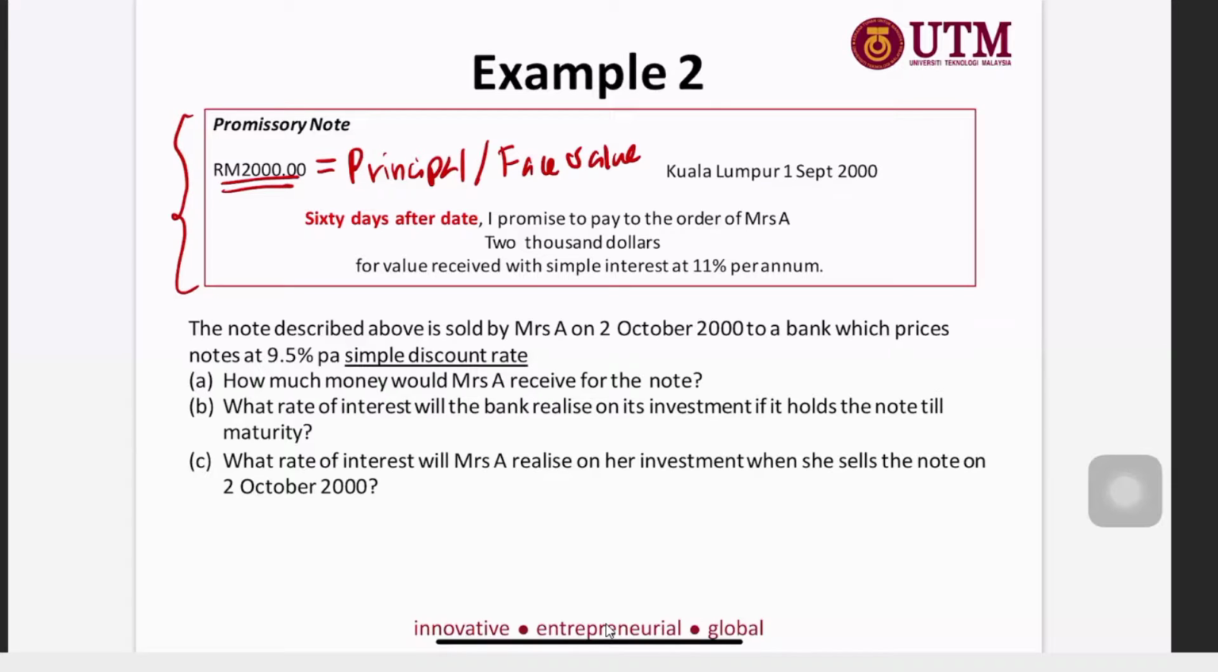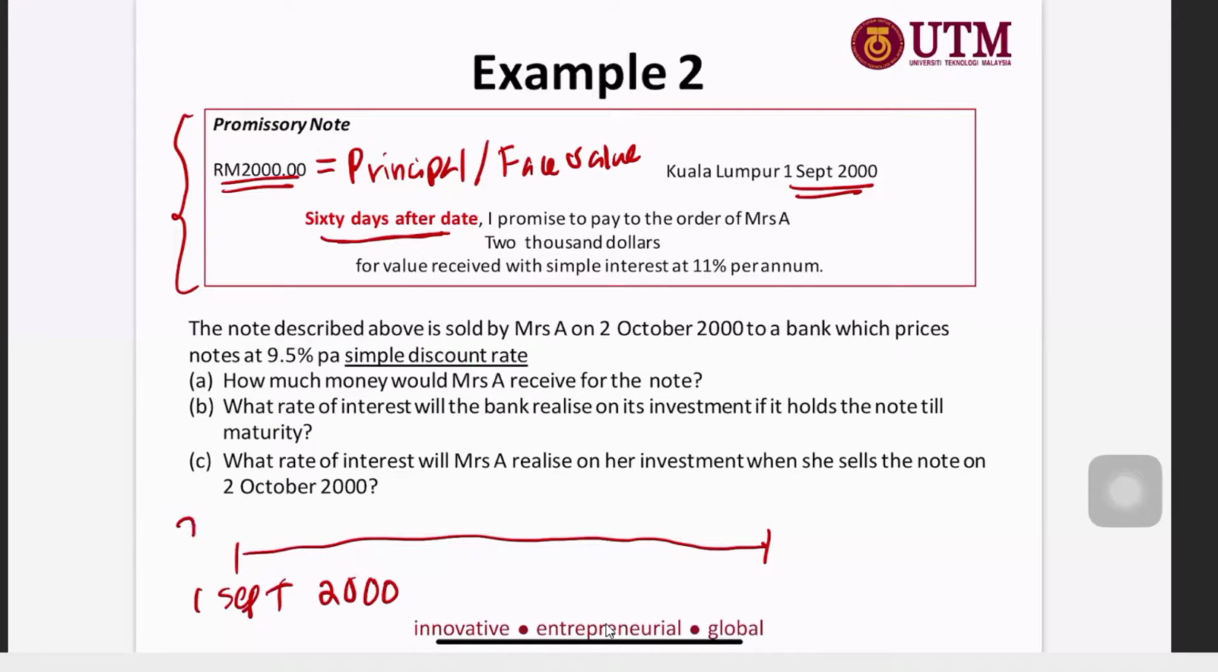And 1 September 2000 is the initial date of the promissory note. 60 days after date is the maturity period. That means from 1 September 2000 until 60 days after, the note will be matured. I promise to pay to the order of Mrs. A $2,000 for value received with simple interest at 11% per annum. So after 60 days, Mrs. A will receive the money plus the interest from the buyer. So here we have 1 September 2000.